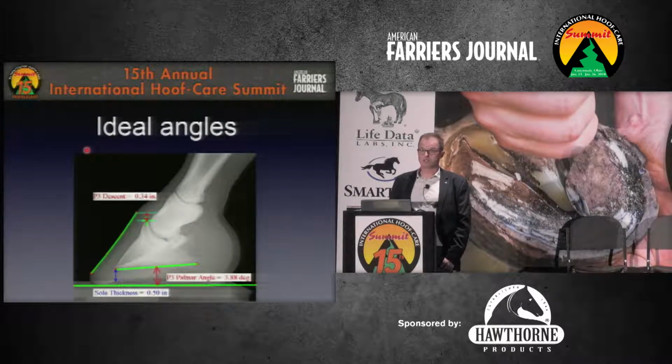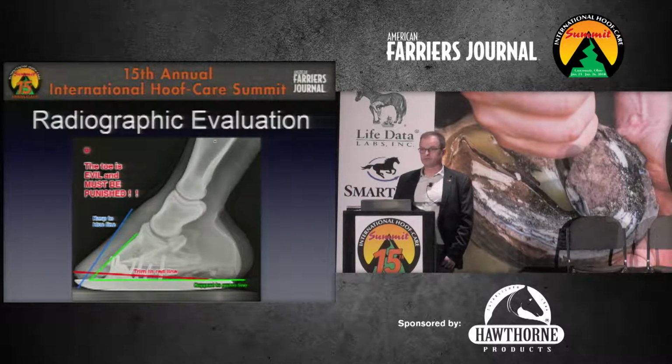I don't tend to listen to the non-believers who say that P3 should be ground parallel. If you disagree with that, then by all means we will discuss it. But I think the norm is 3 to 5 degrees positive. That's what I strive for. So just to recap on the ideal angles. In my lecture yesterday, we went more in depth into the apical angle, and I'll talk some more about that.